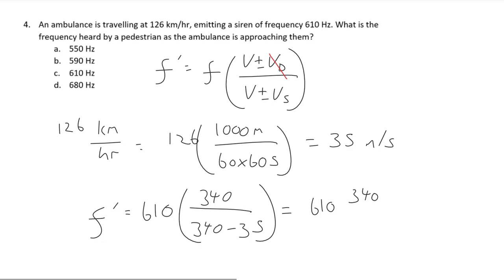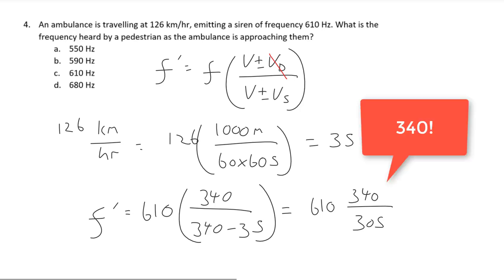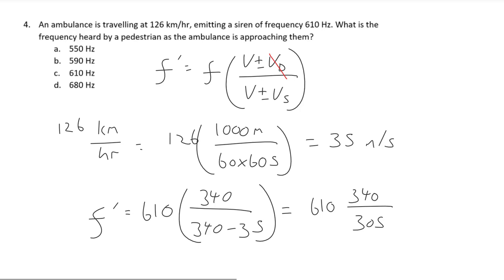340 minus 35 is simply 305, and therefore we have 610 multiplied by 340 divided by 305. 610 is of course simply twice that of 305, and therefore we just get 2 multiplied by 340. The detected frequency is simply 680 Hz, and therefore the correct answer is option D.